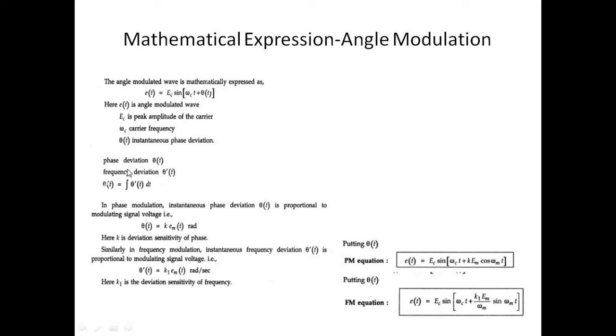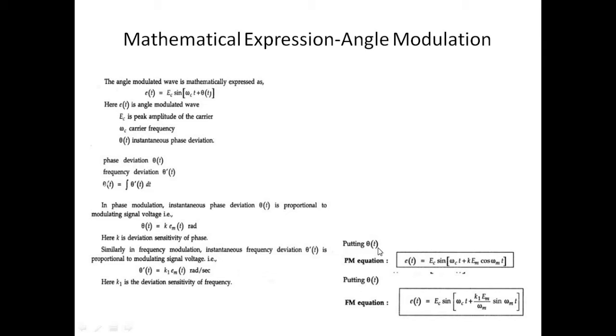And there is a relation between phase deviation and frequency deviation: theta of t equal to integral of theta dash t into dt. In phase modulation, the instantaneous phase deviation is proportional to the modulating signal voltage, that is theta of t equal to k into em of t. Here k is the deviation sensitivity of phase. Similarly, in frequency modulation, the instantaneous frequency deviation theta dash t is proportional to the modulating signal voltage, that is theta dash t equal to k1 into em of t. Here k1 is the deviation sensitivity of frequency.